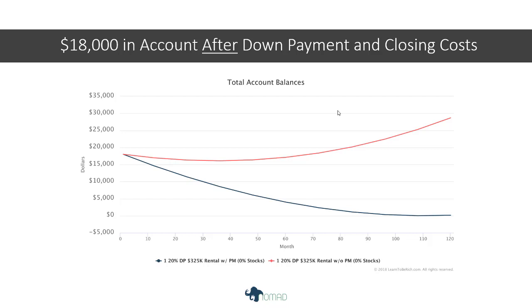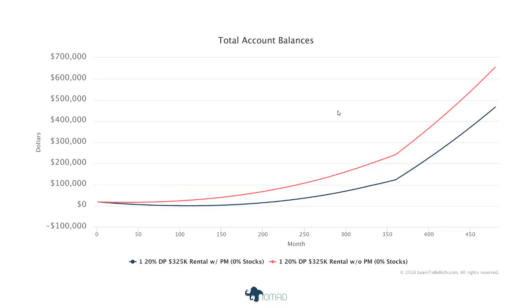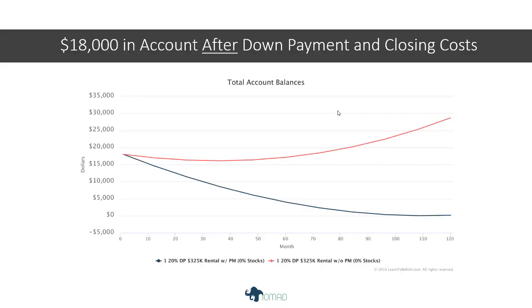Year 9 or something, month 110. The one where you're not paying property management bottoms out much earlier, where it starts to become slightly positive. Okay? So this kind of shows you just your account balance. So this is zoomed out. This was basically just the first 10 years.